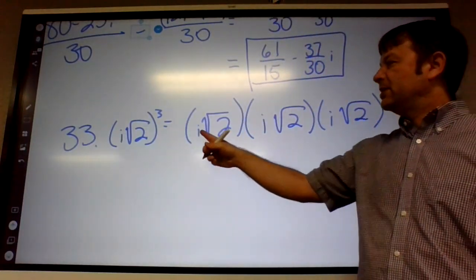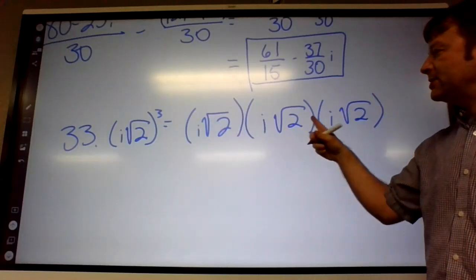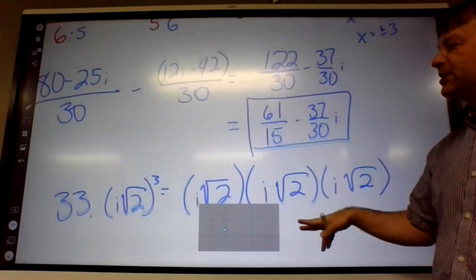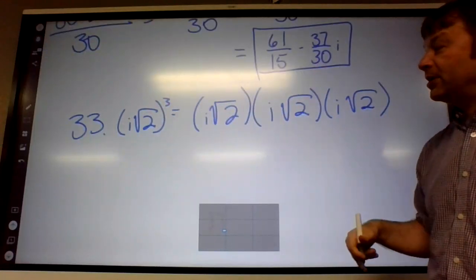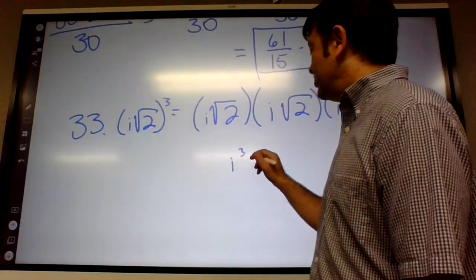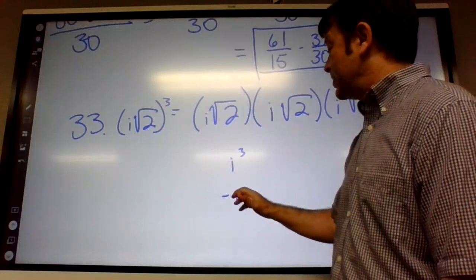Okay, so we have i times i times i. What's i cubed? What's i to the third? You guys remember? Don't make me scroll all the way back up there. Negative i. Negative i. Let's go. So here, I'll just put an i cubed for now, but that will turn into a negative i.